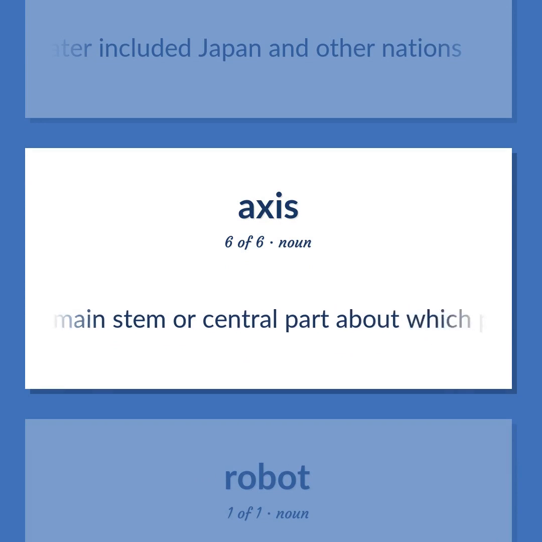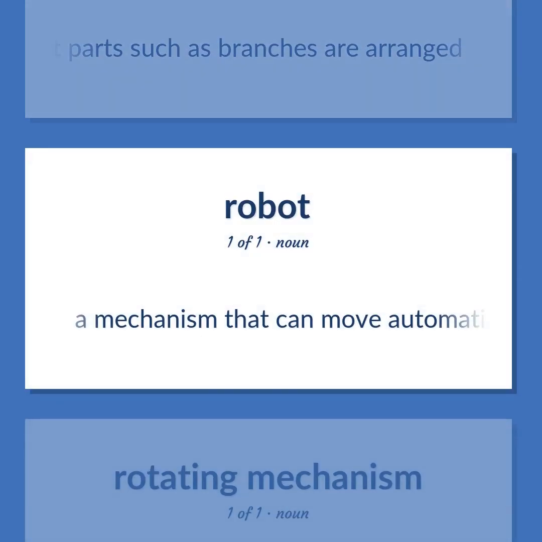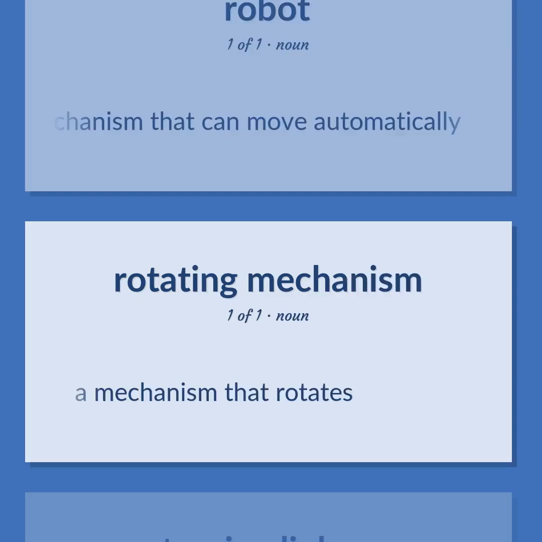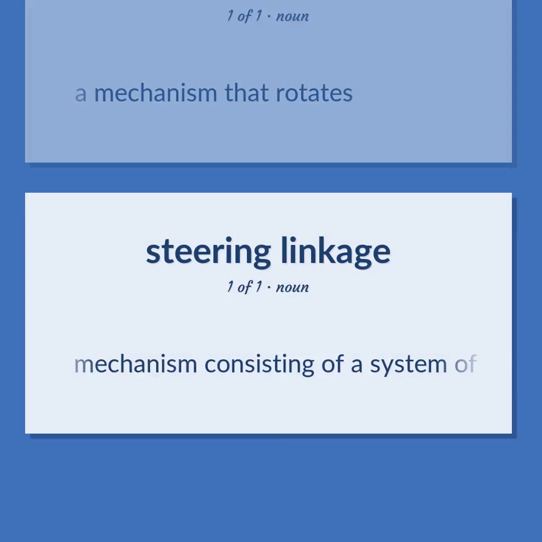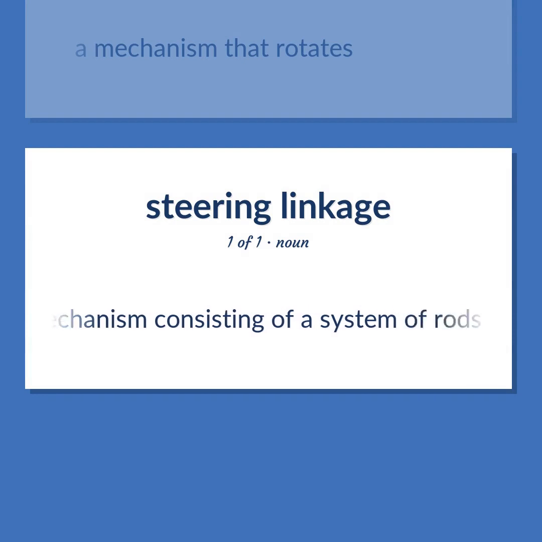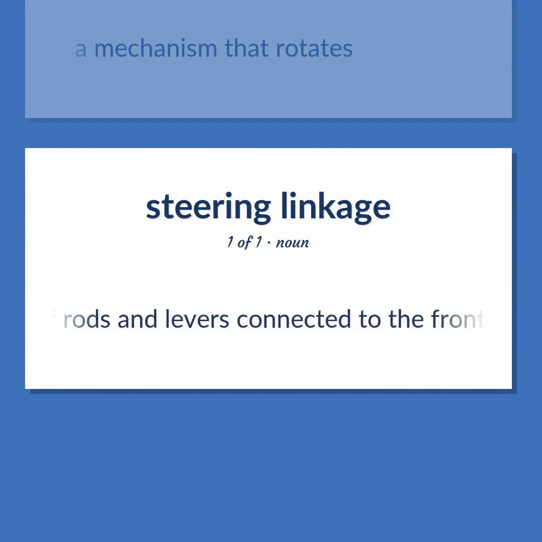The main stem or central part about which plant organs or plant parts such as branches are arranged. A mechanism that can move automatically. A mechanism that rotates. Mechanism consisting of a system of rods and levers connected to the front wheels of a motor vehicle. The steering gear pushes it left or right, which swivels the front wheels, causing the vehicle to turn.